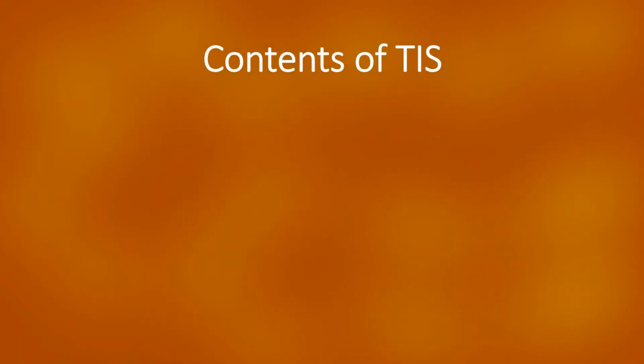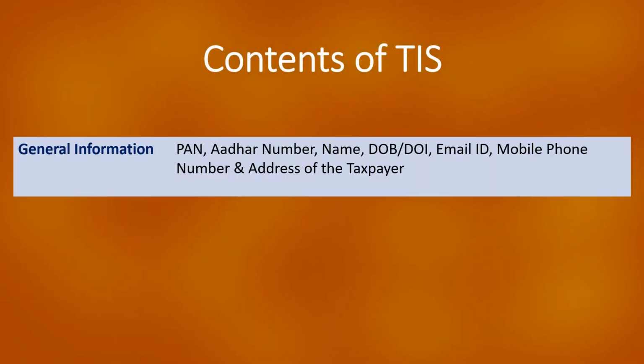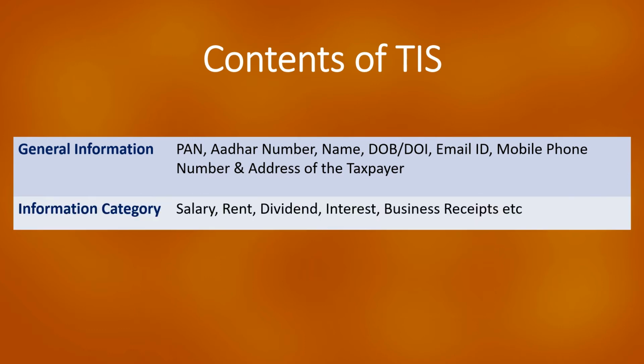First, let us see the contents of TIS. Similar to AIS, TIS contains general information about the taxpayer. Then information category. This contains summary of income from salary, rent, dividend, interest, business receipts, etc. Let's say you are a salaried person and you switch your job during the year. So in this case, you would be getting two Forms 16 from both the employers. So in this case, the total salary would appear under the salary information category.